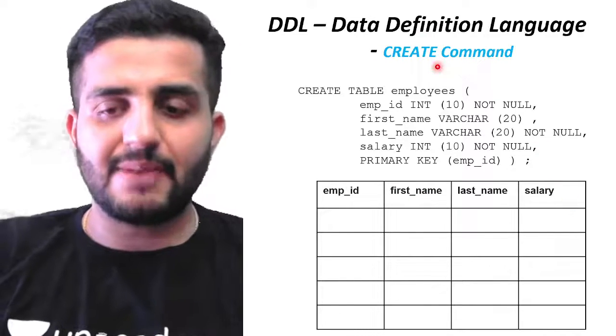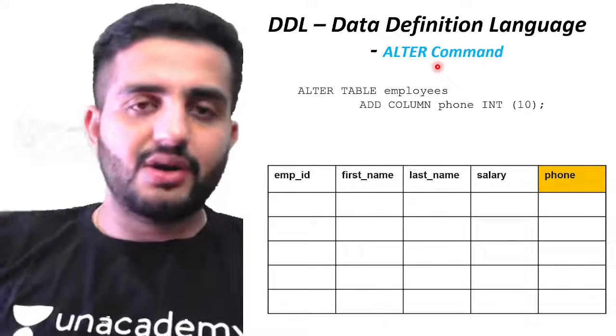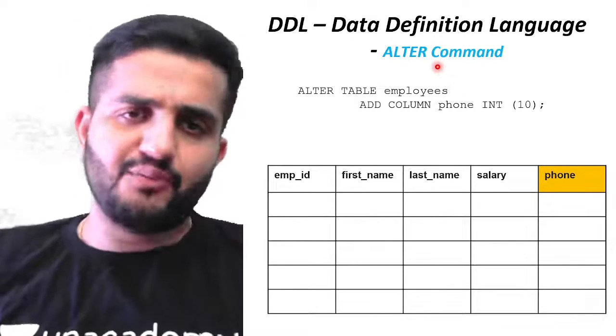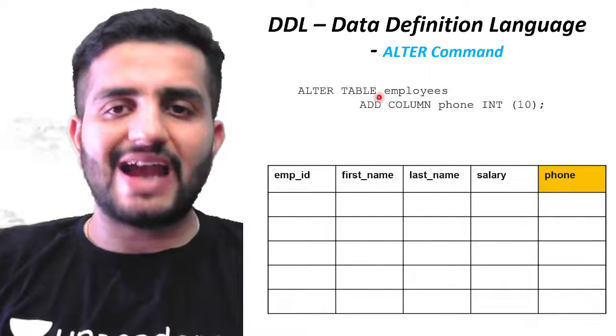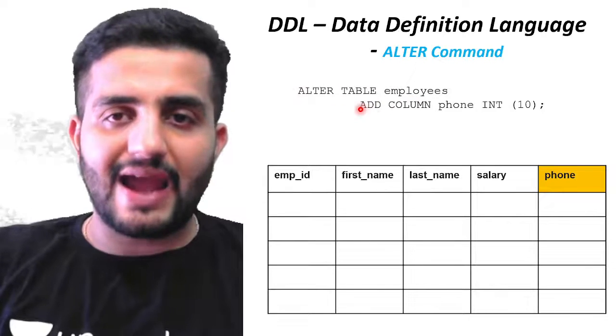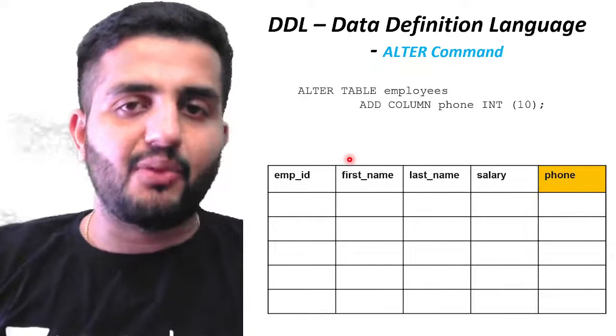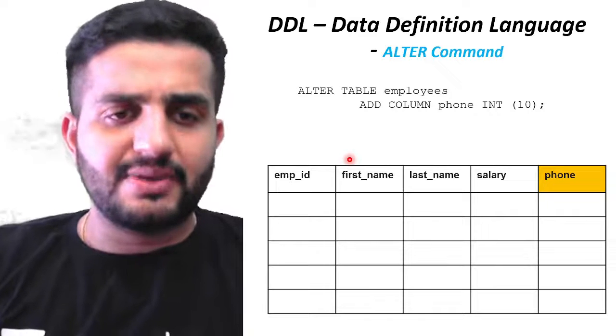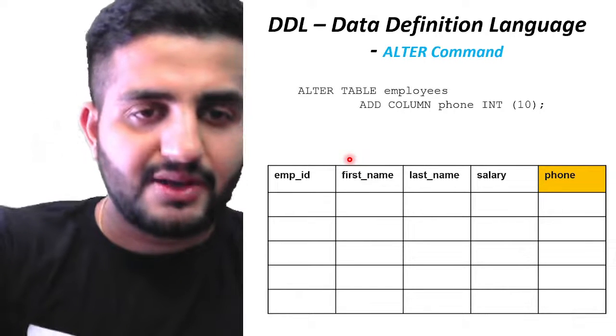So we have this create command. The next is alter. With alter, there are a lot of things we can do. We have something called add, so with alter table we can add a column. We can modify something. I think somebody gave this example of modify. Partha gave it, if I'm not wrong.